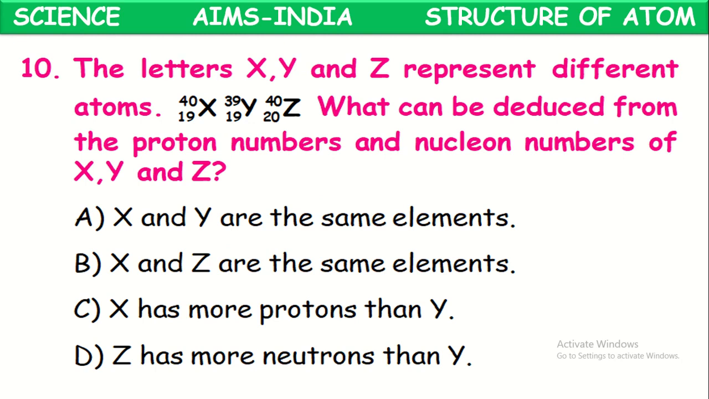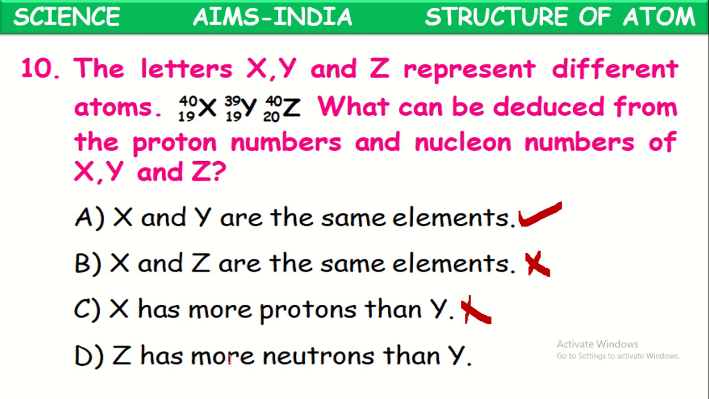Next, the letters X, Y and Z represent different atoms: X40, Y39, Z40. So these are three elements. What can be deduced from the proton numbers and the nucleon numbers of X, Y and Z? If you observe, these two have the same atomic number. Now we can say X and Y are atoms of the same element. X and Y are the same element. This is correct. And X and Z are isobars. Is it mentioned here? X and Z are the same element. No. X has more protons than Y. No. Both have the same number of protons because the atomic number is the same.